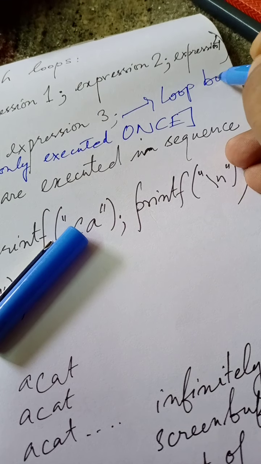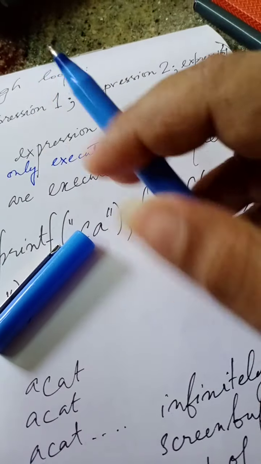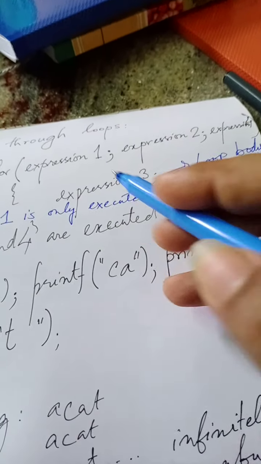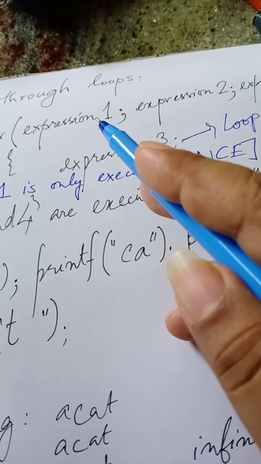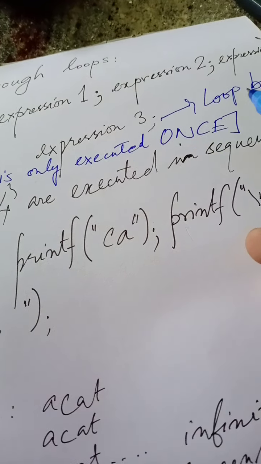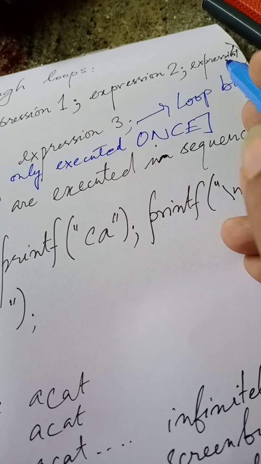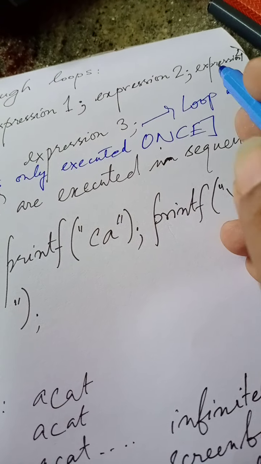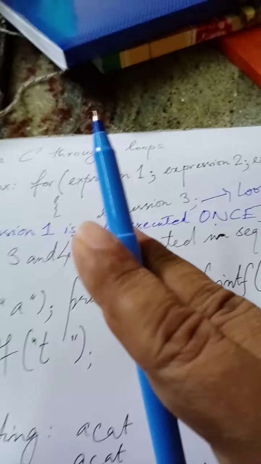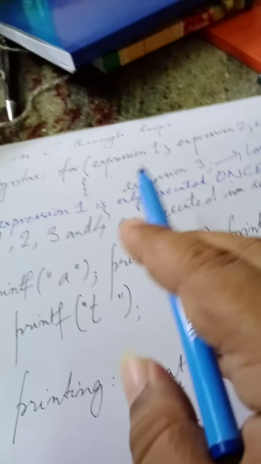This refers to the loop body in general. So the first expression is executed once, then expression 2 is executed, then the loop body is executed, then expression 4 is executed, then again 2, then 3, then 4. Expression 1 is only executed once, that is at the start. As I've written here, expression 1 is only executed once.